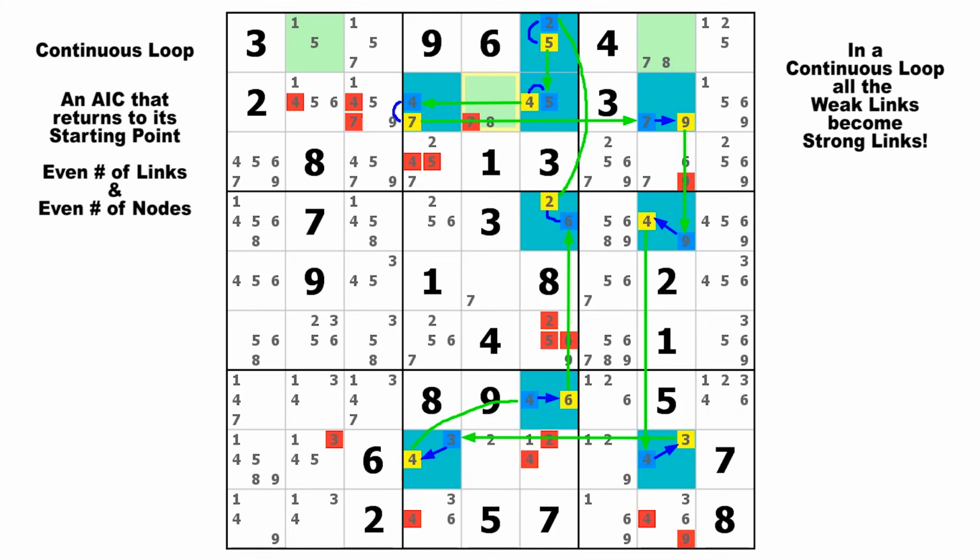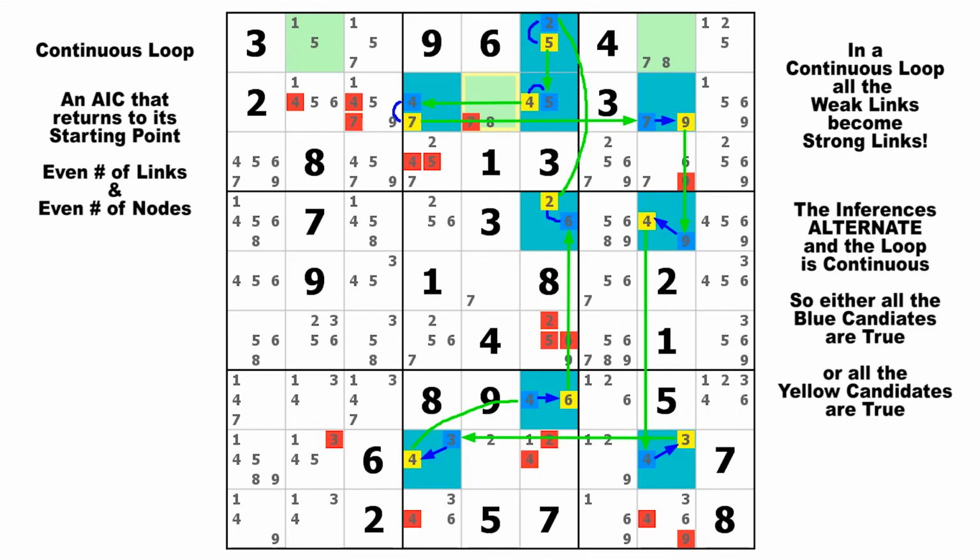And because there are 9 by-value cells that make up this loop, that means there are 9 strong links within the cells and 9 weak links between the cells. So there are 18 links and 18 candidates, an even number of links and an even number of candidates or nodes. And because the loop is continuous, you can start on any one of those 18 candidates and move in either direction, and it's going to give you the exact same result.